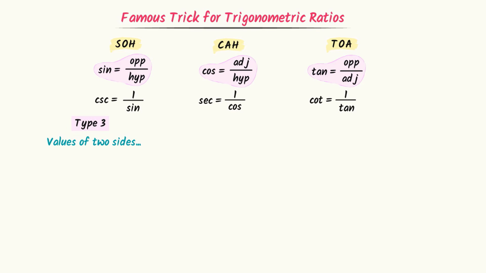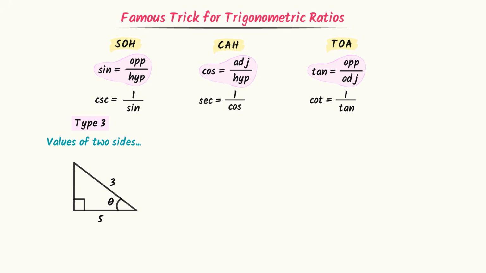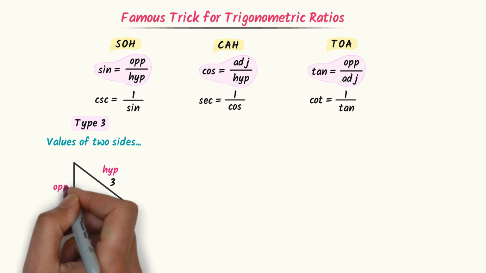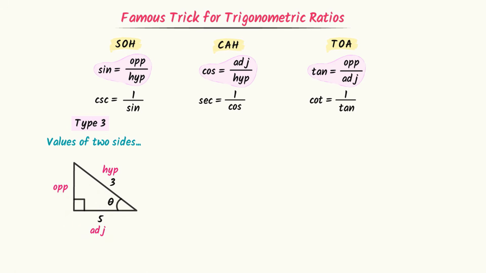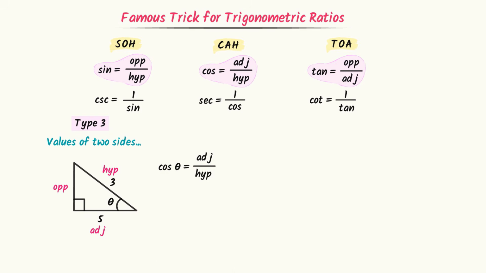Finally, we will learn third type calculation, where we will be given values of 2 sides and we will find the value of theta. For example, consider these 2 questions and find the required angle. Well, the values of adjacent side and hypotenuse side are given. We know that cos ratio connects them. I mean, cos theta is equal to adjacent upon hypotenuse. I plug in both the values in this equation.